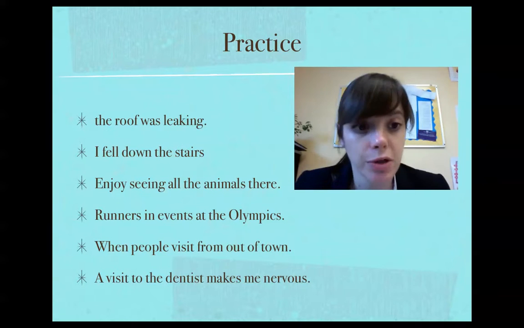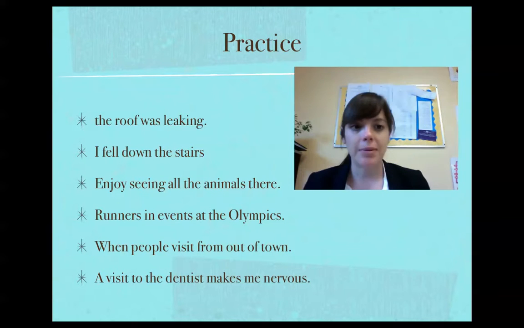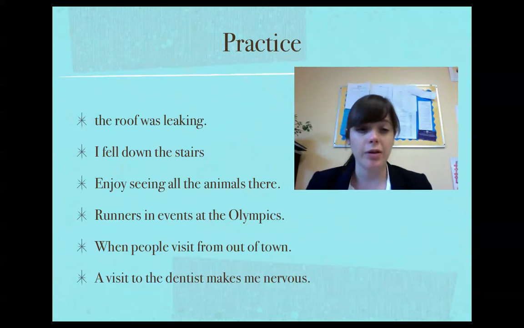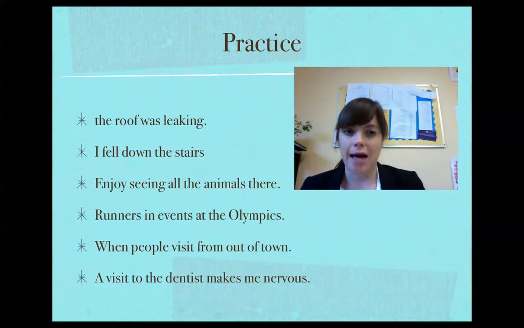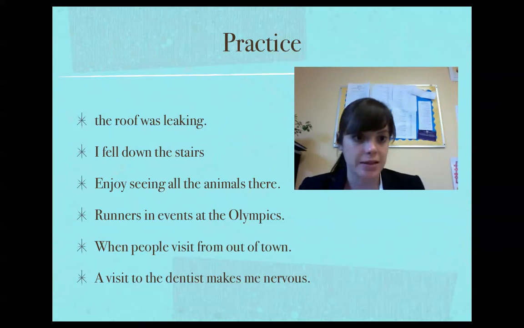All right, so we're going to do a little practice here. We're going to look at some sentences, and we're going to try to decide what we need to do to make them complete. So let's look at my first one. The roof was leaking. You want to go through your checklist. Does it have a subject? Does it have a verb? Does it begin with a capital letter? Does it end in a period, exclamation point, or question mark? And does it express a complete thought?